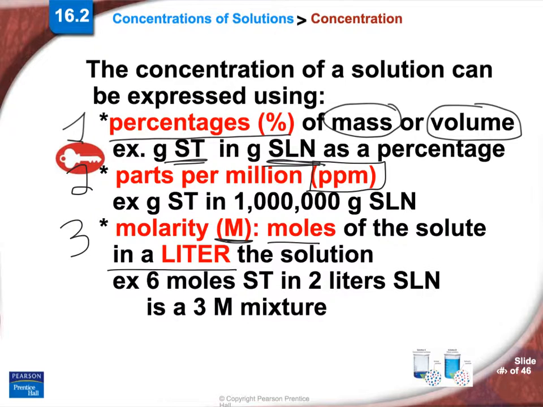So there's an example here, 6 moles of, remember this is solute, in 2 liters of solution. Well, we always divide that out to make it 1 liter on the bottom, so 6 divided by 2 is a 3 molar mixture. So go ahead and pause here and write down molarity.